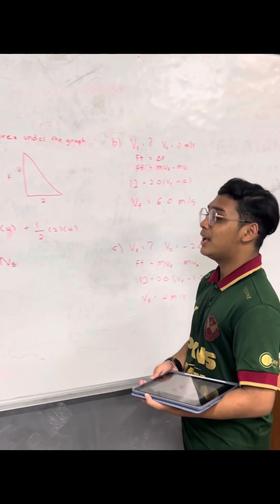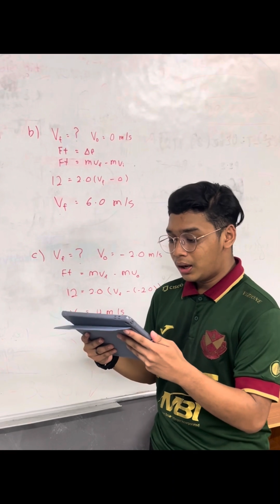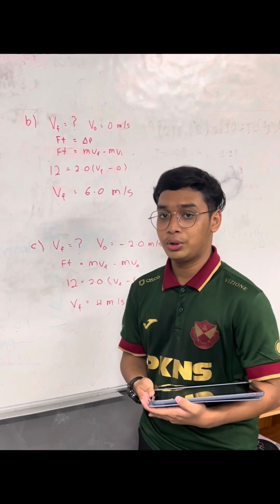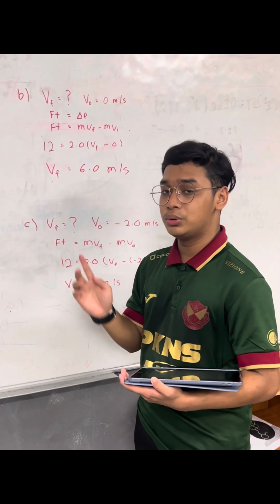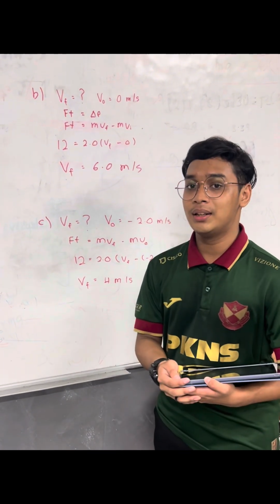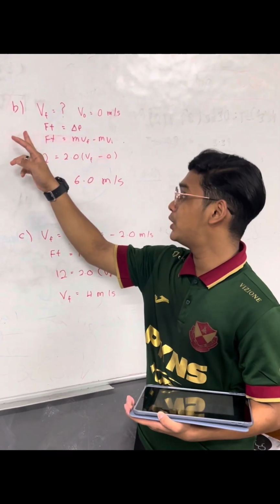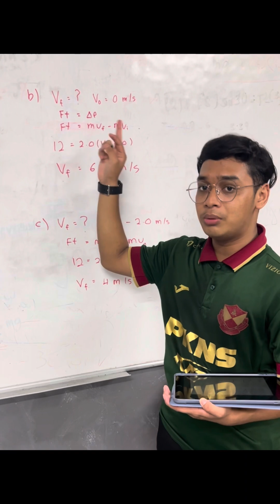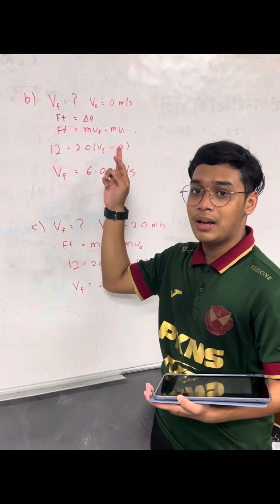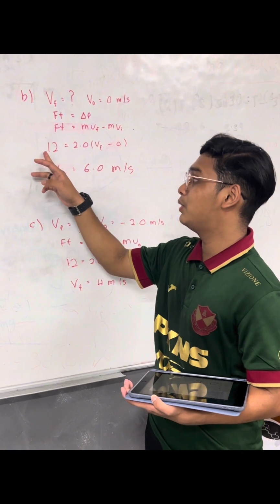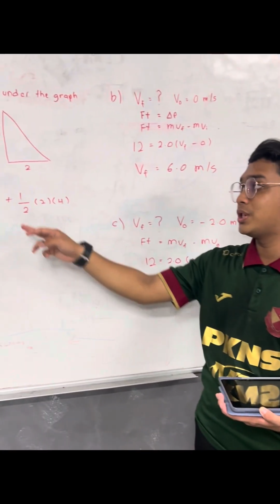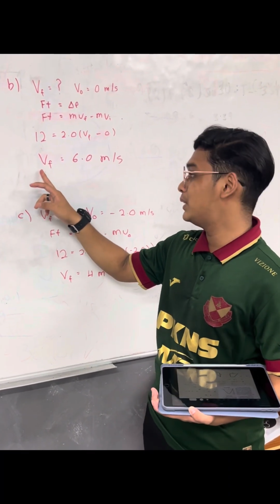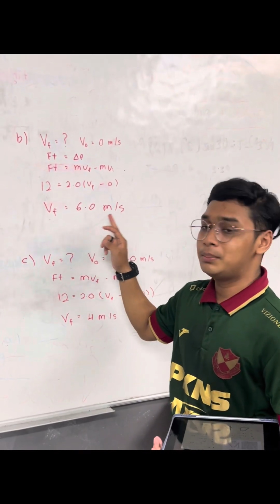So let's move to the next question, which is question B. The final velocity of the particle if it is initially at rest. So we can conclude that the initial velocity equals 0 meter per second. To find the final velocity, we use the equation Ft equals the change of momentum, which is Ft is impulse and change of momentum is mv final minus mv initial. So we can substitute the impulse that we got at question A, which is 12. Just substitute the values, and we got the final answer, which is final velocity equals 6 meter per second.